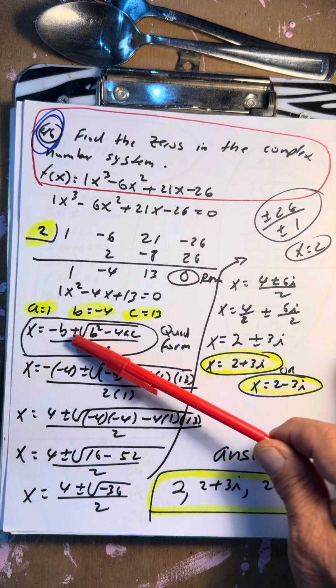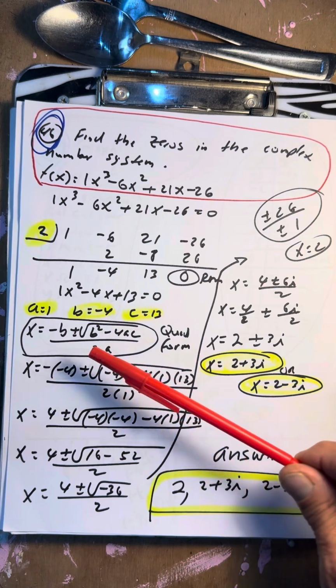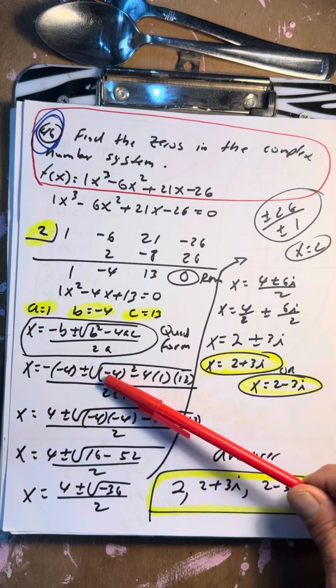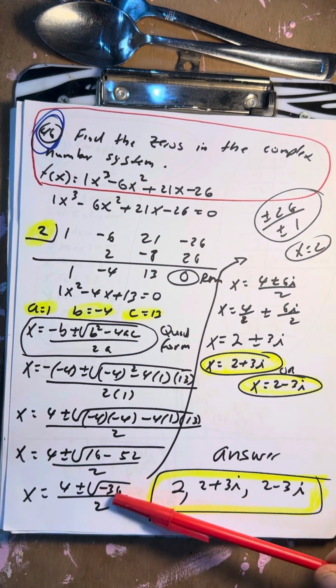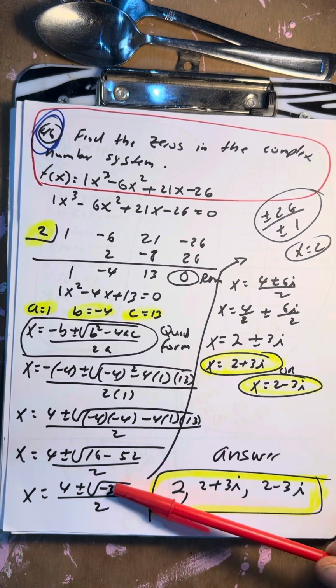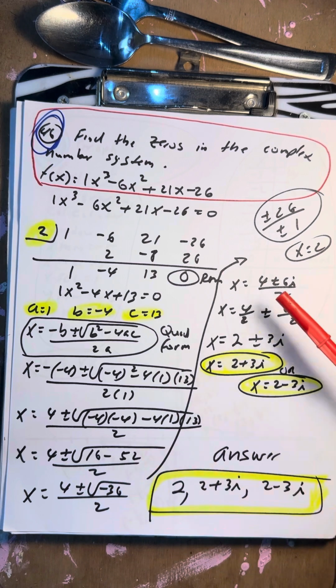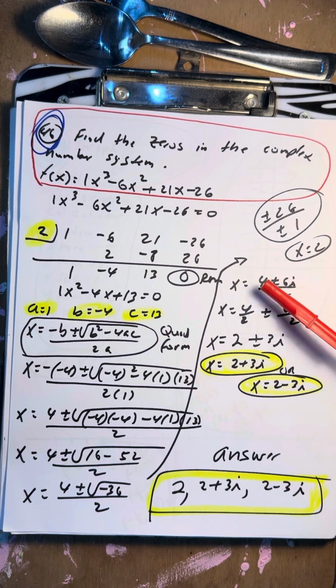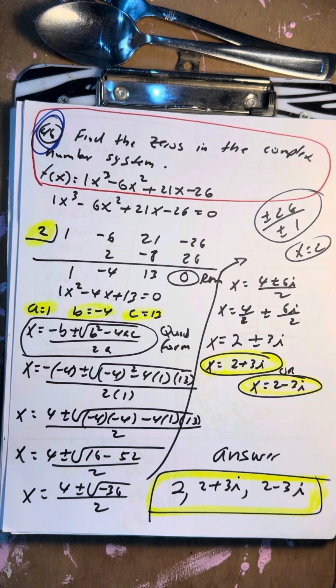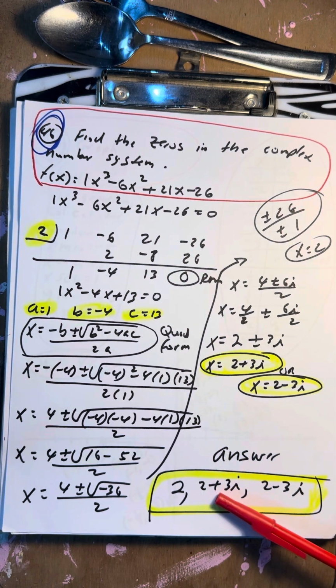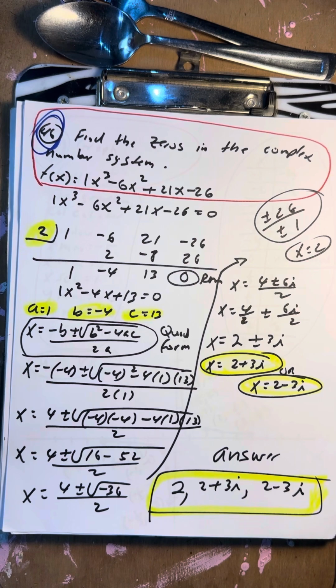So now put the numbers in the formula right here. So it's going to be negative, negative, positive. Negative 4 squared is plus 16. 16 minus 52 is negative 36. Square root of negative 36 is going to be what? 6i. So 4 plus or minus 6i. 4 over 2, 6i over 2. Divide, divide. So 2 plus or minus 3i. 2 plus 3i. 2 minus 3i. So 2 worked. 2 plus 3i and 2 minus 3i work.